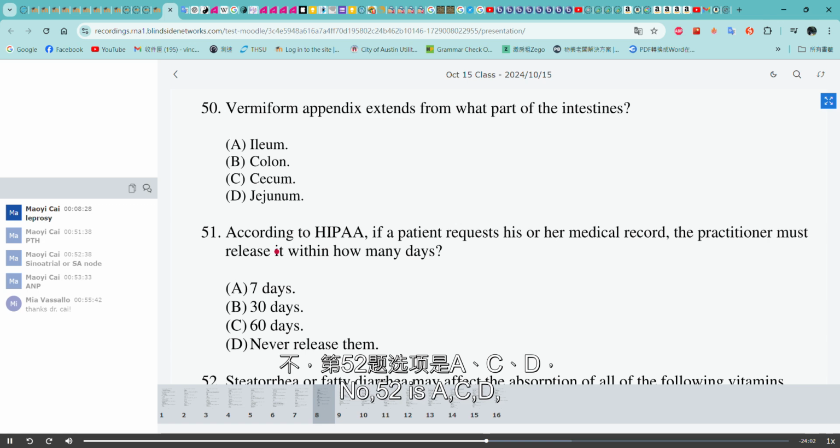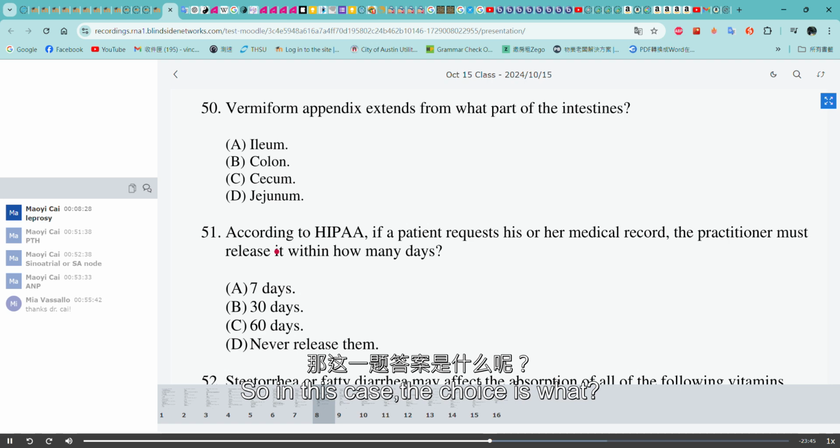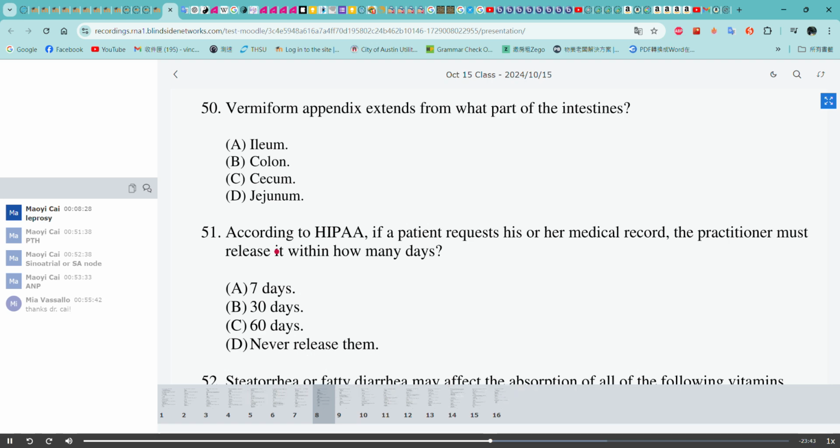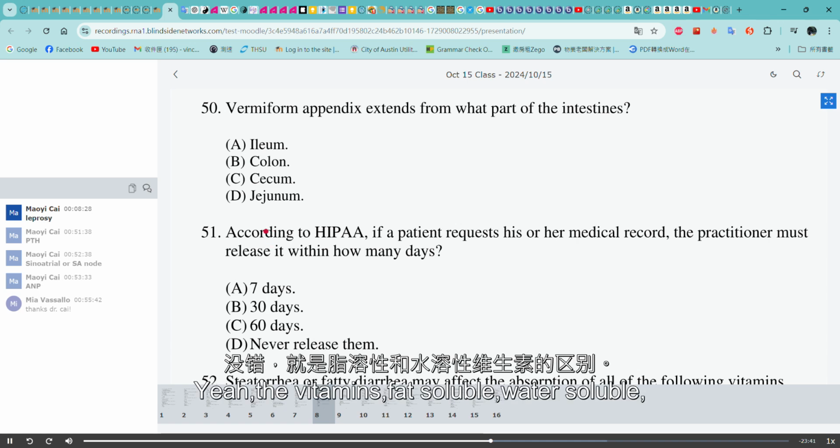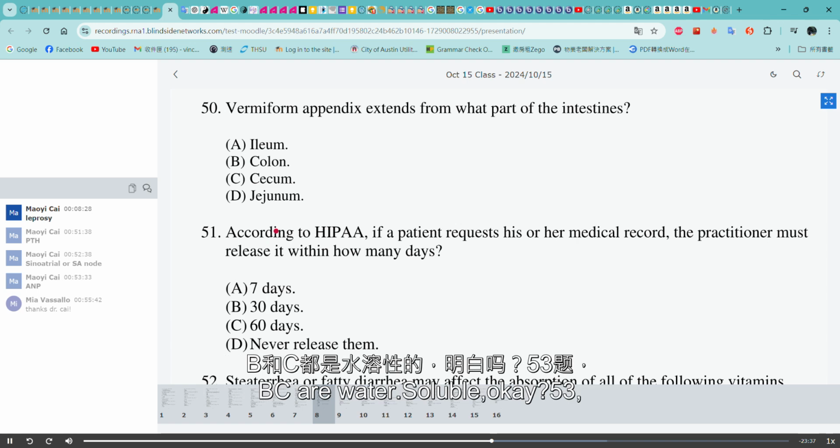No, 52 is A, D, E, K. Those are fat-soluble. C is water-soluble. So in this case, you lose fat, A, D, E will be affected, but C is not going to be affected. So in this case, the choice is what? Is C. All right? Except C. You got it? Yeah, the vitamins, fat-soluble, water-soluble. B and C are water-soluble, okay?